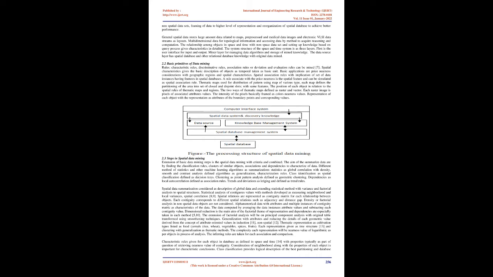Density or factorial analysis in non-spatial data objects is not considered. Alphanumerical data has attributes and multiple instances of the contiguity metric as characteristics of the data. The data is computed by averaging the data instances' attribute values and subtracting each contiguity value. Dimensional reduction is the main aim of the factorial theme of representation and dependencies 8, especially taken in each method 5,10. The extension of factorial analysis is principal component analysis, with the original table transformed using smooth-Hennig techniques.